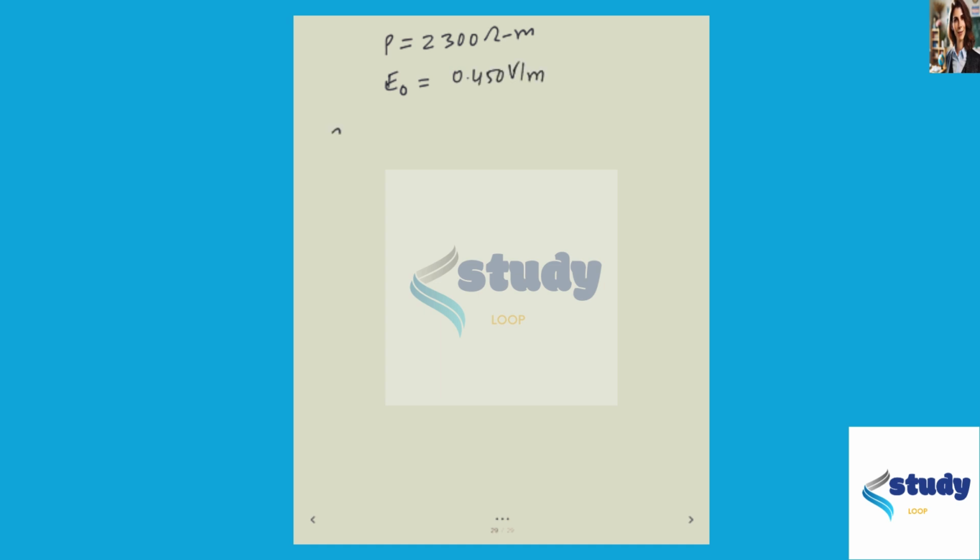We have resistivity rho equals 2300 ohm meter and electric field amplitude E naught equals 0.450 volt per meter. For part A of the problem, we have to determine the current density, and current density JD is given by E naught by rho.